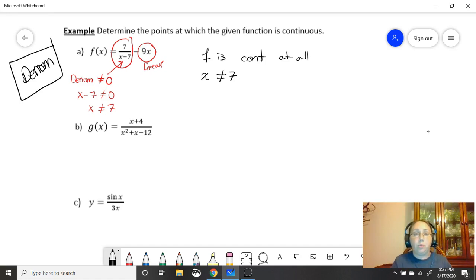All right, part B. Do you see the issue? Well, in the top part, we actually have a linear function, so that's continuous. In the bottom part, we could factor this. If we factored this, we would see that we had two linear functions multiplying. So individually, everything is continuous. The problem comes in from the fact that we have a denominator again. So let's go ahead and factor the denominator.